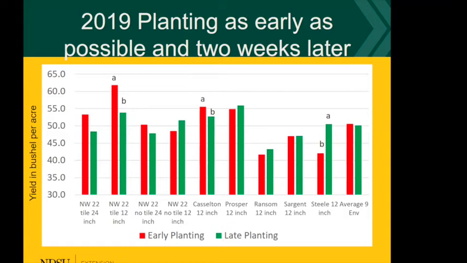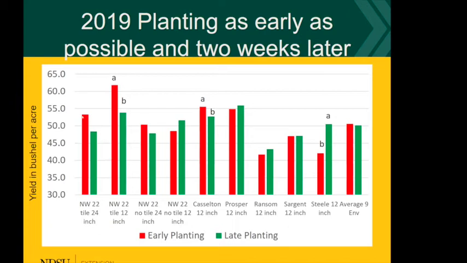Now, here on the left, we see bushels per acre. So this is expressed in bushels. And the red bar is indicating early planting, and the green bar is late planting. So let's look at the first two bars. You can see on the bottom, this is environment, and I call it environment Northwest 22, which is near Fargo. We have Casselton, Prosper, Ransom, Sargent, Steele, and then we have the average.